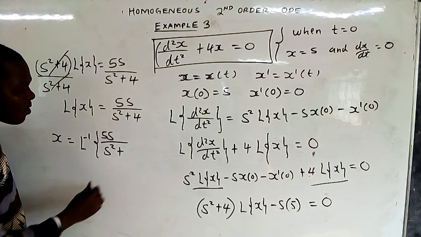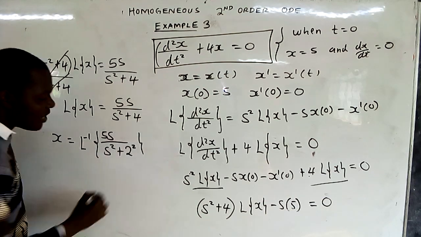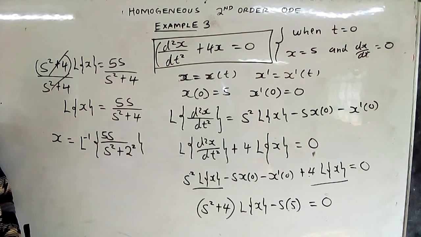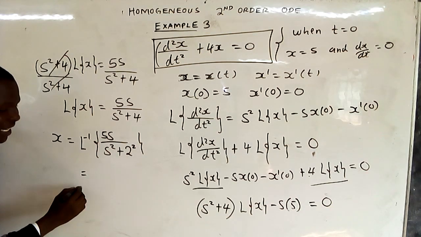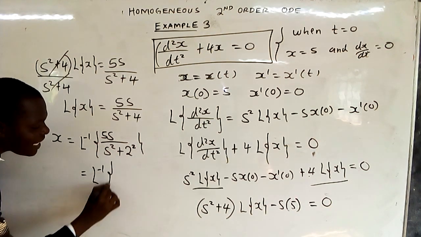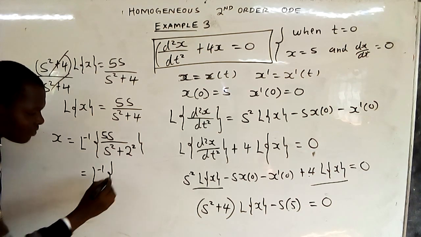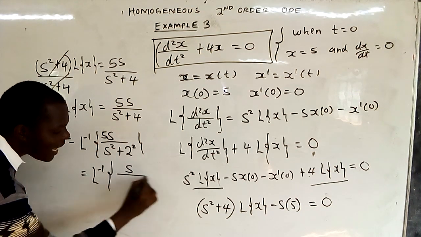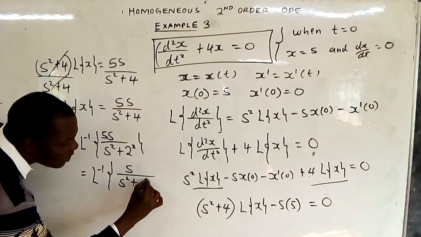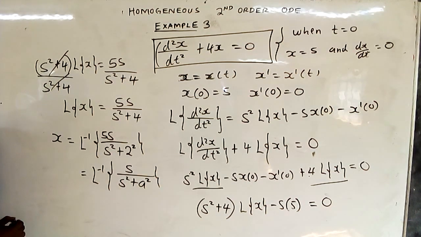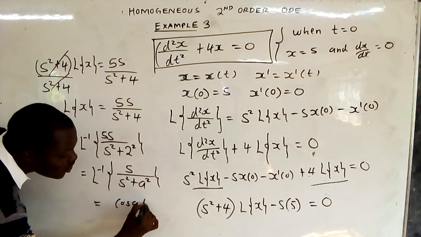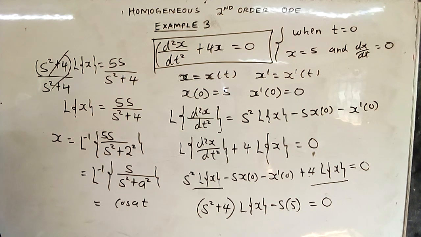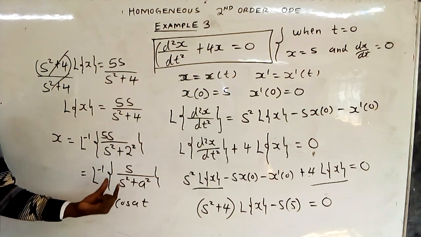So 4 is the same as 2 squared. Why are you writing in that form? Because if you look at what is here, when you have s over s squared plus this, it means you have the Laplace inverse of s over s squared plus a squared. What is the Laplace inverse of s over s squared plus a squared? That one we found was cos at.